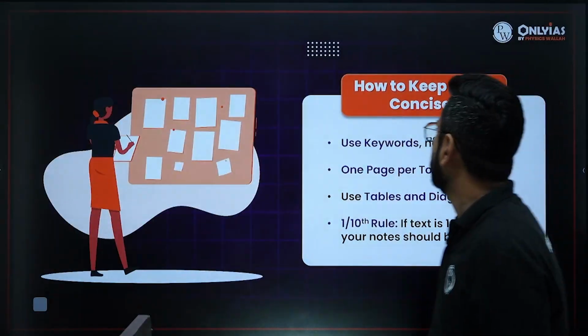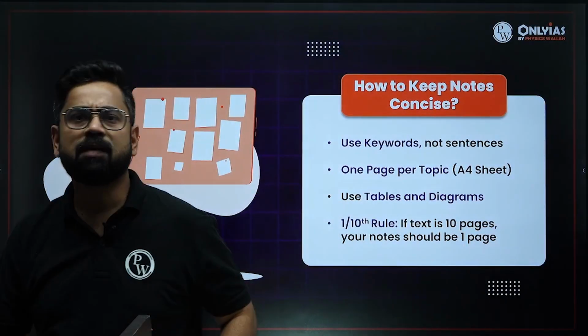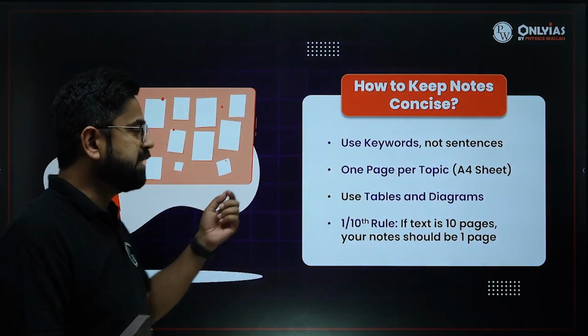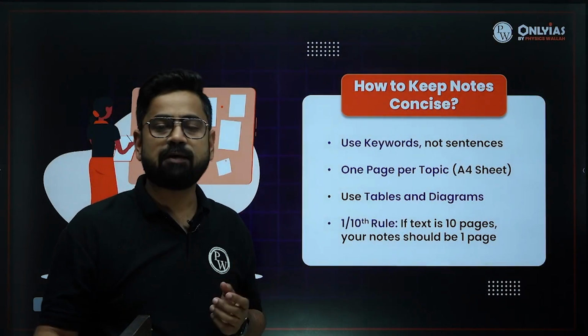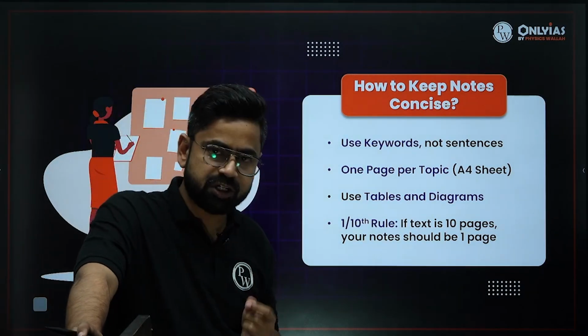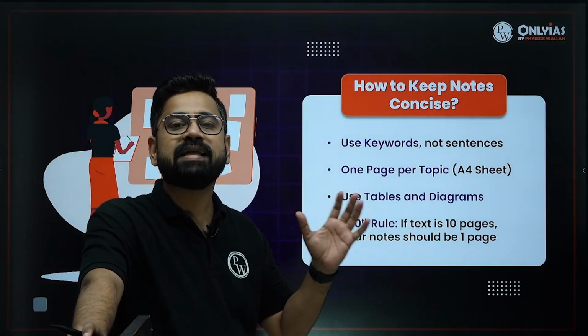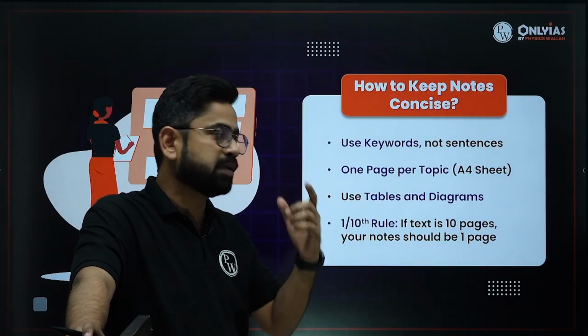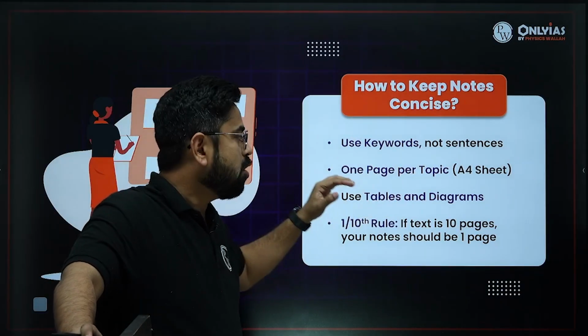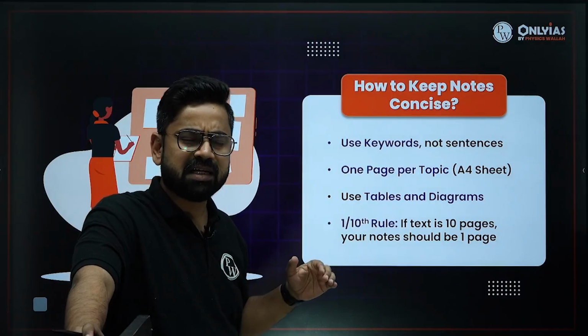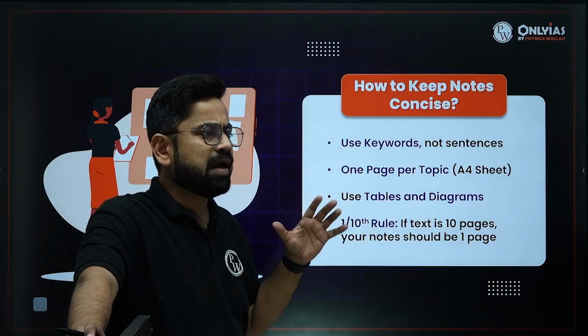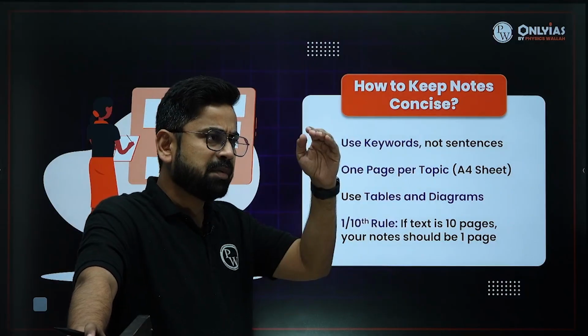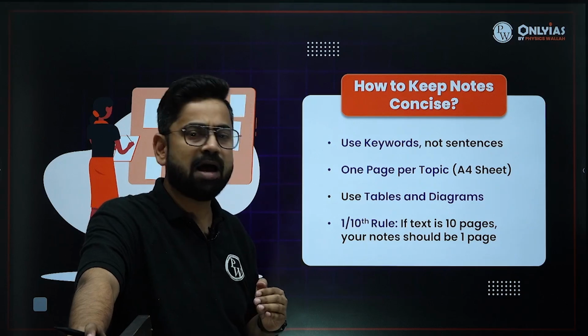Yeah. So now, how to keep notes concise. The thumb rule is, use keywords, not sentences. As I said, it is all about associated knowledge. It is not about elaborated knowledge. It is all about that keyword helping you remember something. So use keywords, right? And also try to make it very, very concise. Eventually your final notes should be very, very concise. Maybe in just one A4 sheet you have the whole topic.